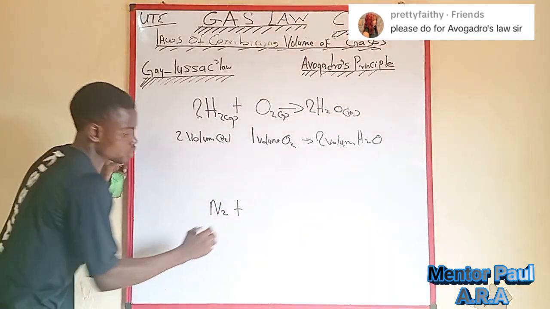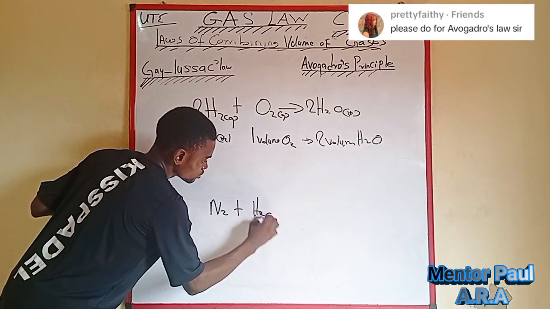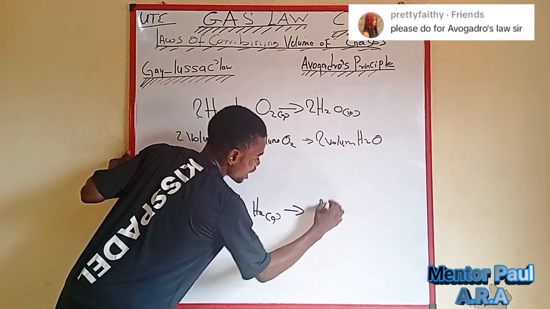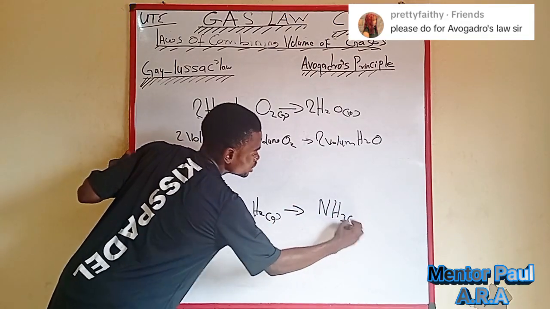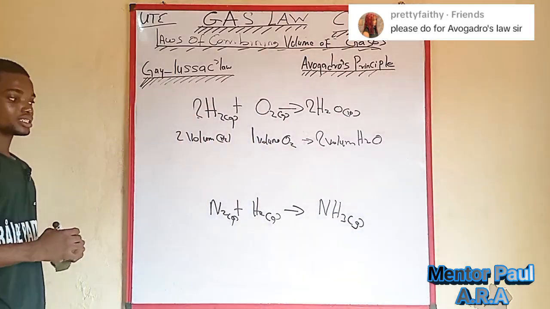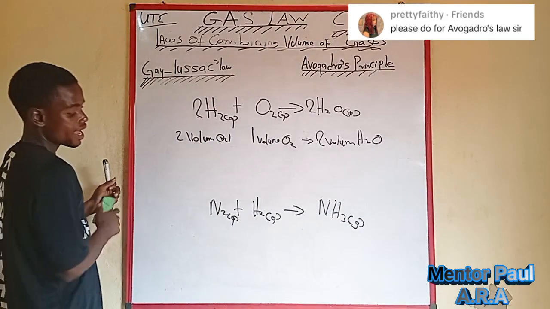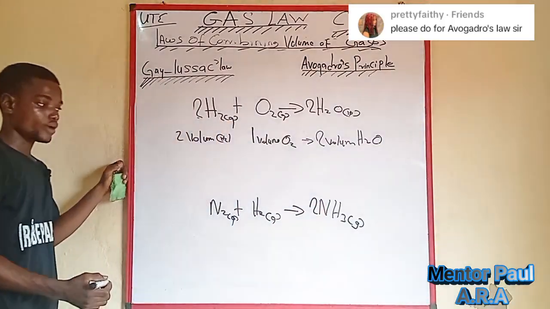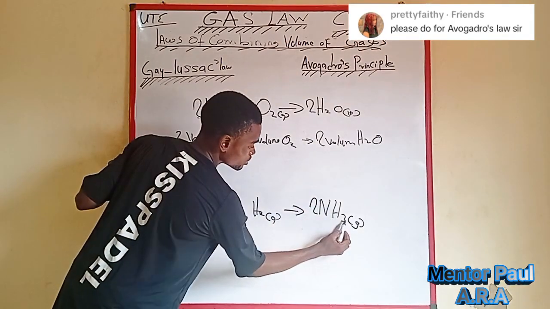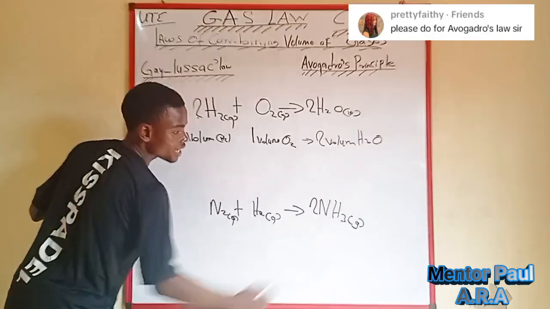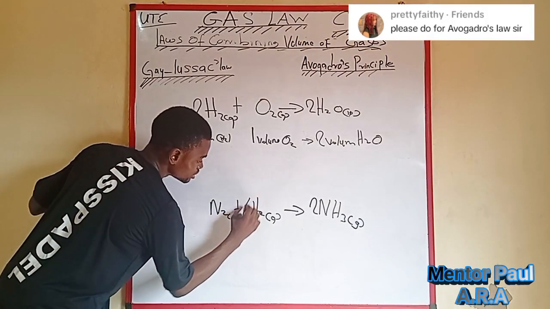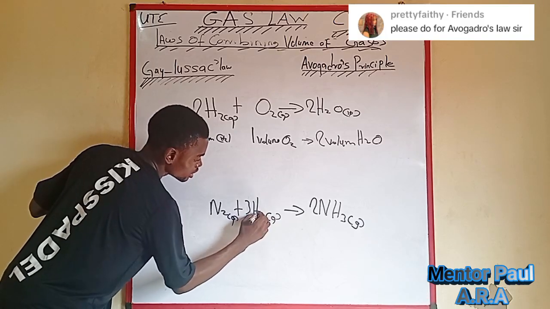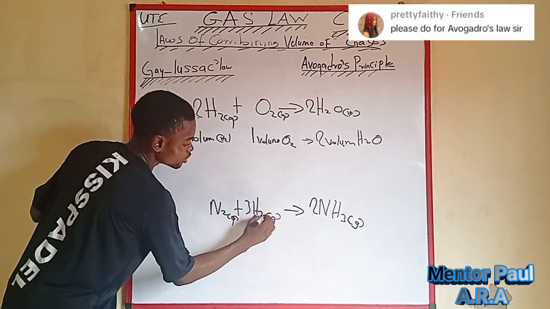So we have N2 plus H2. These are gases. This will give us ammonia according to the Haber process. Now, balancing the equation, I have 2 nitrogen here, so this must be 2. I have 2 times 3, which is 6 hydrogen at this side. I must put 3 here to have 2 times 3 also give me 6.